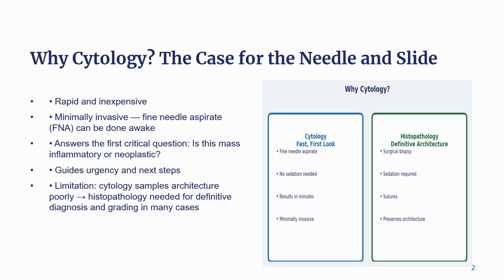The most important thing cytology can tell you is whether a mass is inflammatory, meaning the body is reacting to something, or neoplastic, meaning abnormal cells are growing. That distinction alone changes your entire workup plan. The limitation is that cytology doesn't preserve tissue architecture, so it can't tell you as much about tissue invasion or precise tumor grade. That's what histopathology is for. But cytology tells you whether you even need to go that far.